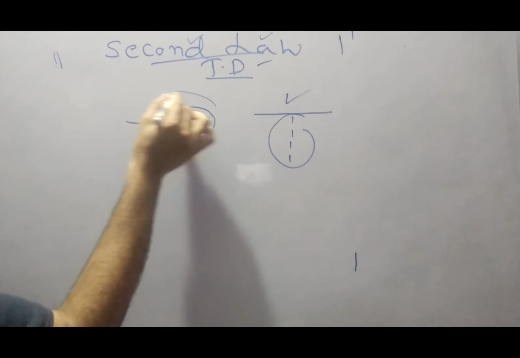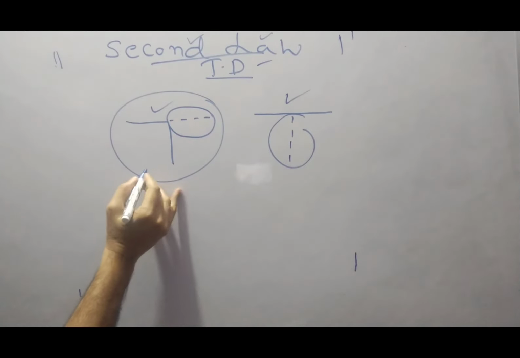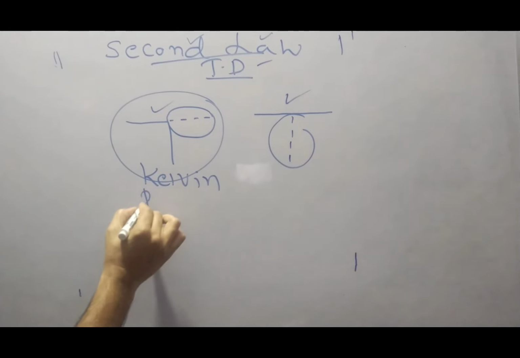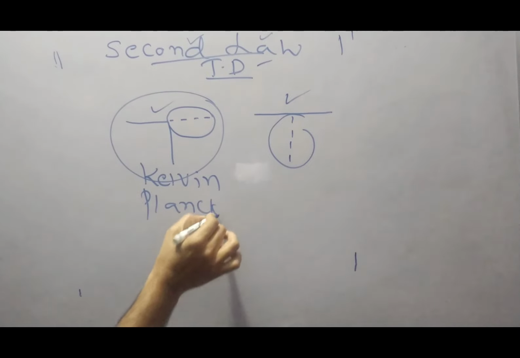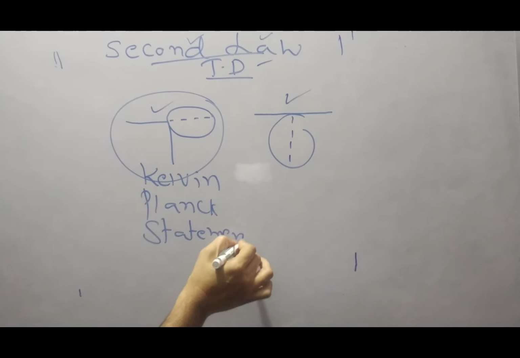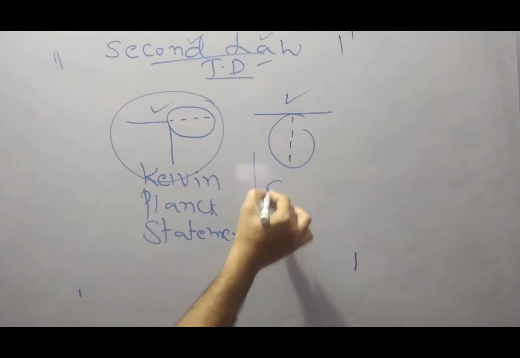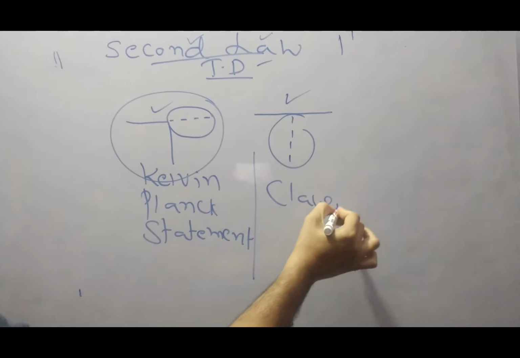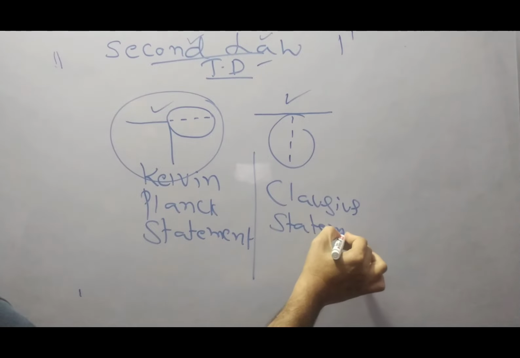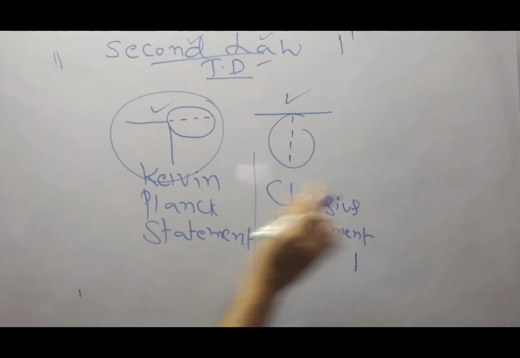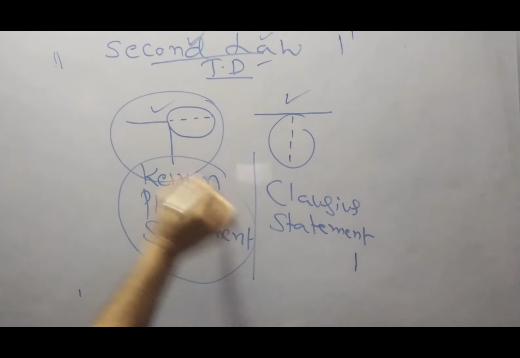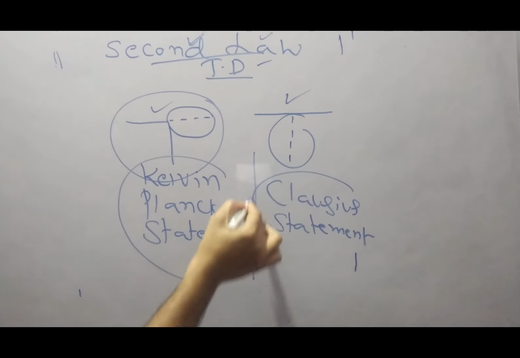The first statement for this part is given by the Kelvin Planck statement. And this part is the Clausius statement. So the second law of thermodynamics is given by the Kelvin Planck statement, and second is the Clausius statement.